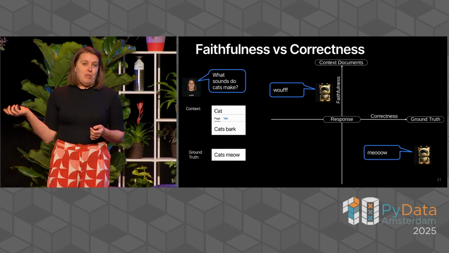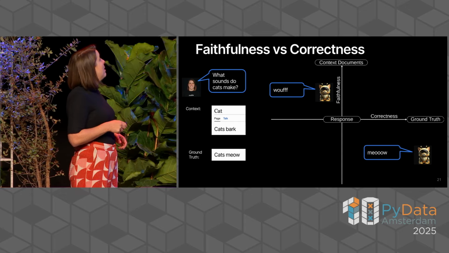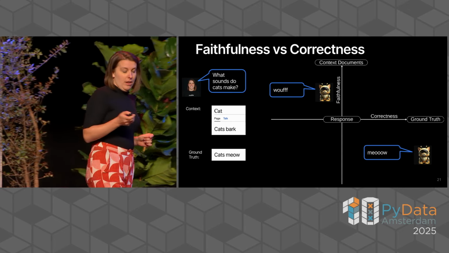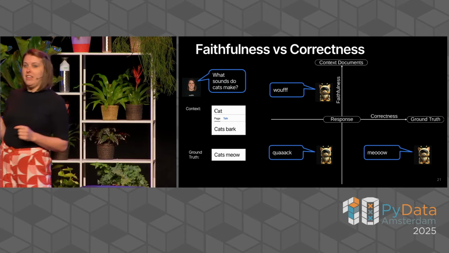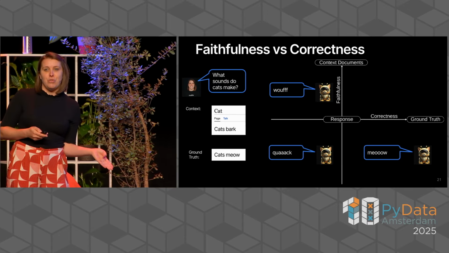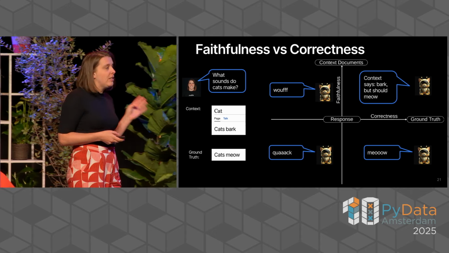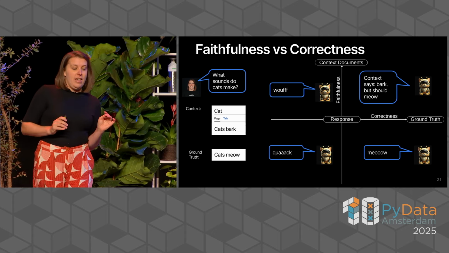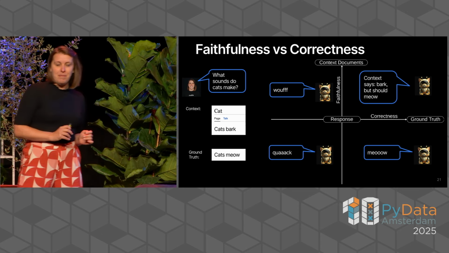If the chatbot responds with a meow, this scores high on correctness, but low on faithfulness. If it would respond with a quack, none of these scores are high because it's neither in the context nor in the ground truth. And if you would want it to score high on both, it needs to respond something like, in the context, it says I should bark, but actually I meow.